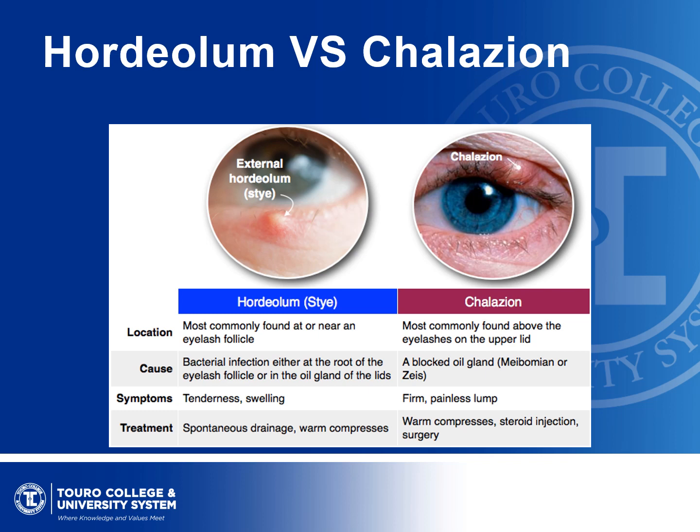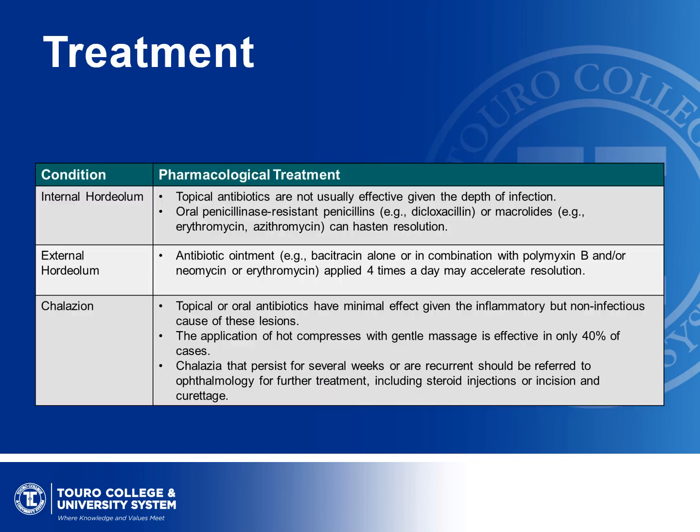These will most often than not go away on their own with warm compresses, but I will also give them an erythromycin antibiotic eye ointment to use. It just makes it go away a little bit faster. Topical antibiotics are usually not effective because of the depth of the infection. You can use orals if you want to on an internal one.